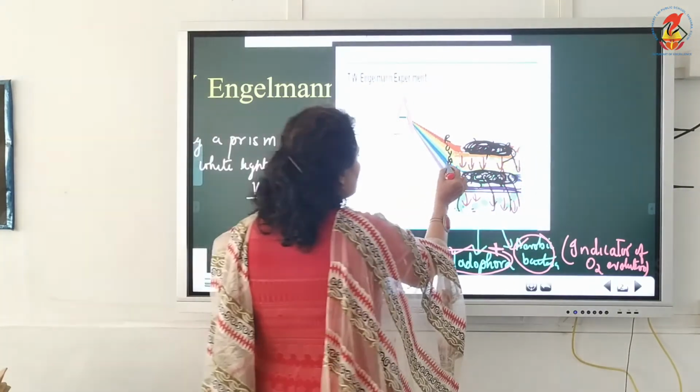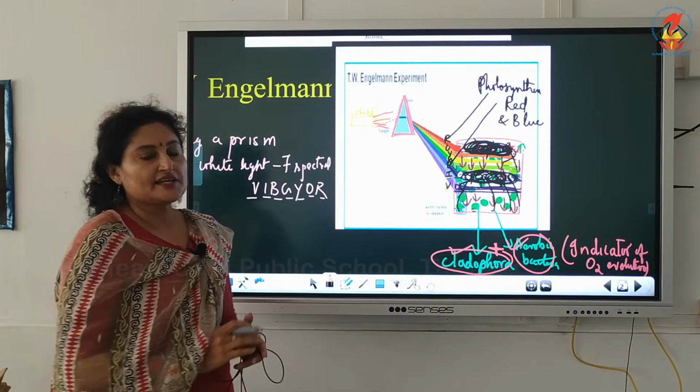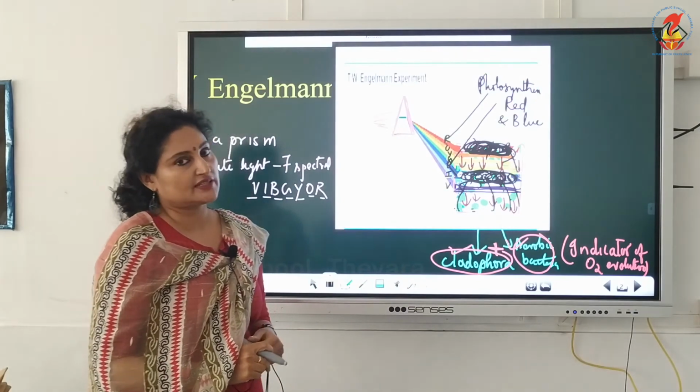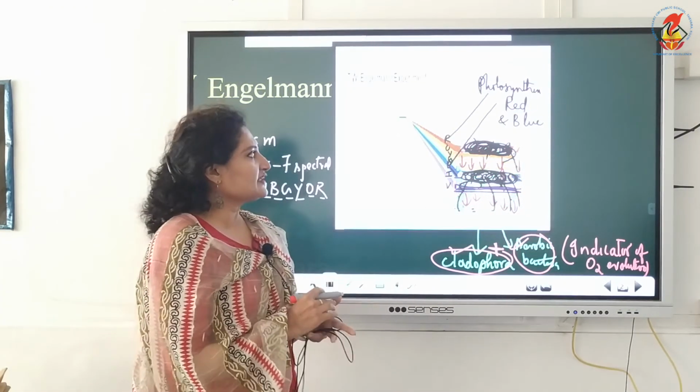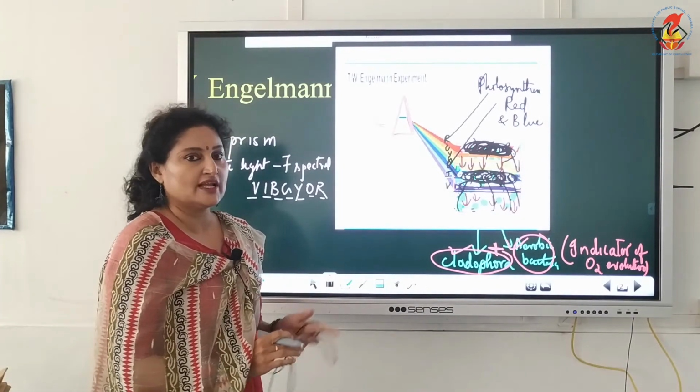So from this, what we infer is that in the red and blue region, photosynthesis is high. This experiment proves that in the red region and in the blue region of the light spectrum, the rate of photosynthesis is high. Definitely, even in other regions, photosynthesis is occurring, but at a very low rate. This was proved with the help of this experiment.